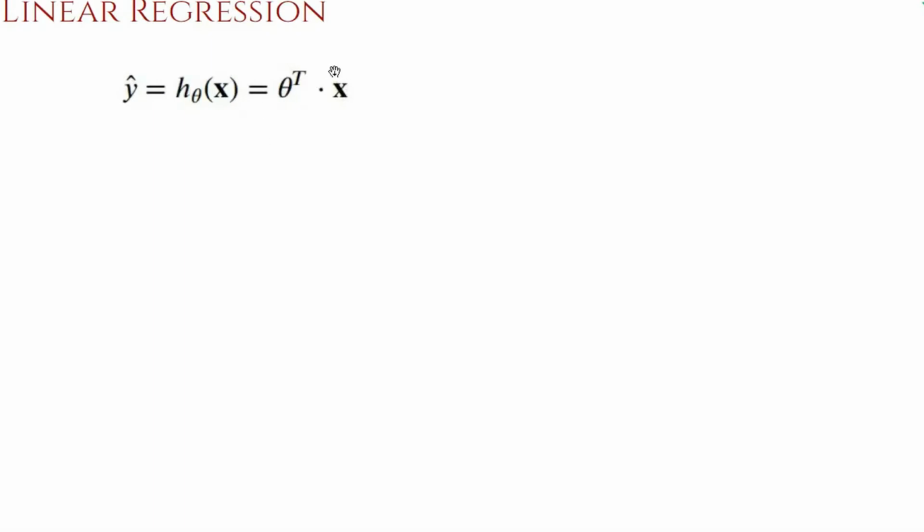So now this is our machine learning model. Given input attributes, you multiply them with the model parameters and you get the prediction. That is how you should read this equation. This is your input, you multiply it with the model parameters and you get the prediction y hat.